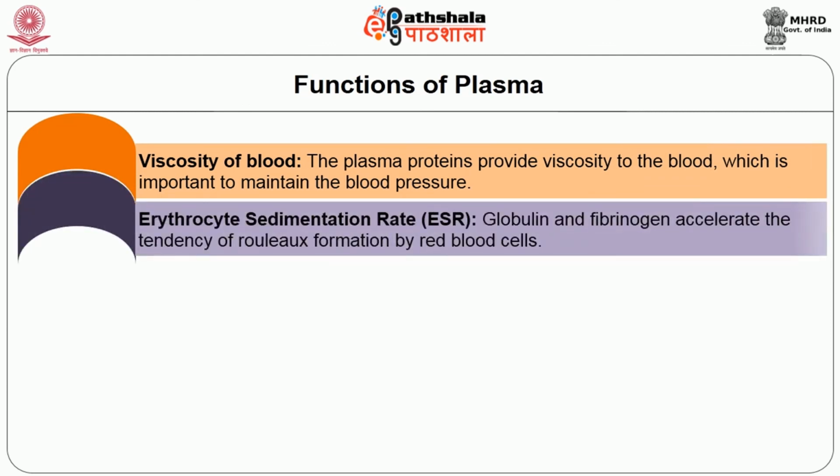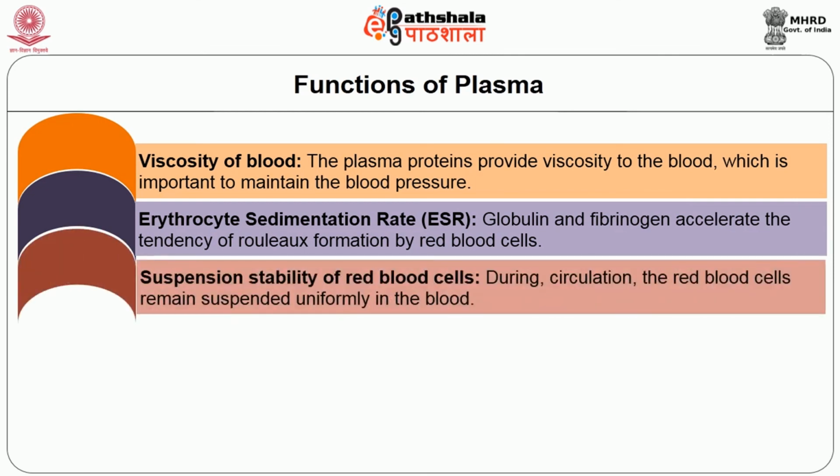Erythrocyte sedimentation rate, given by the abbreviation ESR. The globulin and fibrinogen, which are present in the plasma, accelerate the tendency of rouleau formation by the red blood cells. Next is the suspension stability of RBCs. During circulation, the red blood cells remain suspended uniformly in the blood. This property of the red blood cells is called the suspension stability.